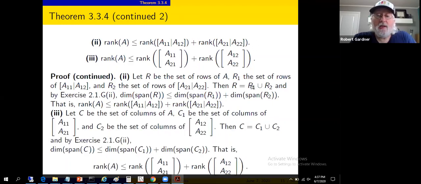Part 3 is quite similar. So we'll break the columns into a first bunch of columns, C sub 1, a second bunch of columns, C sub 2. We'll get a union, same exercise. Same ideas, except now we're talking about columns, and that's a conclusion on part 3.